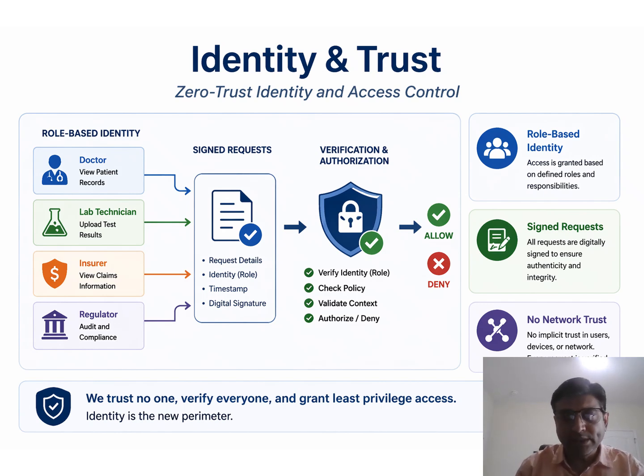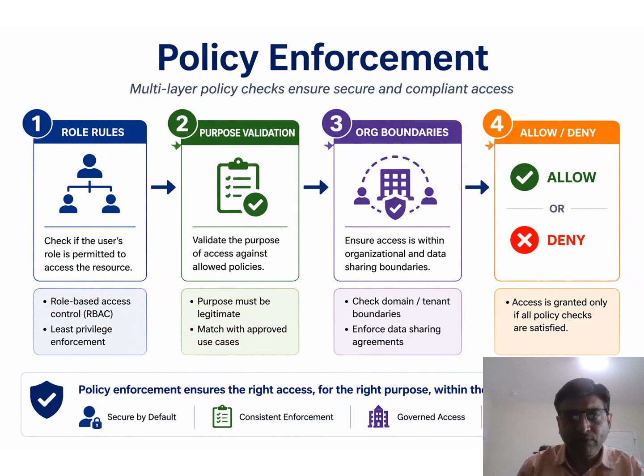Moving on to policy enforcement. Access is checked through roles, purpose, and organizational boundaries, and then secured, consistent, and auditable decisions. That's how the policy enforcement is done through a multi-layer policy check, ensuring secure and compliant access. So that's how this has been achieved.